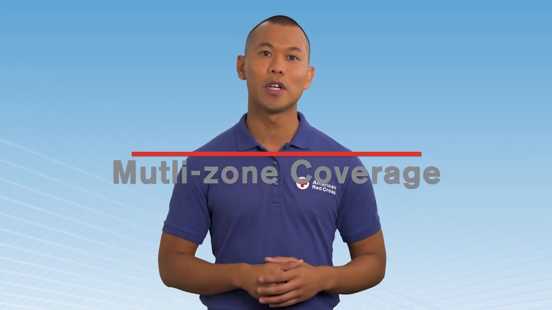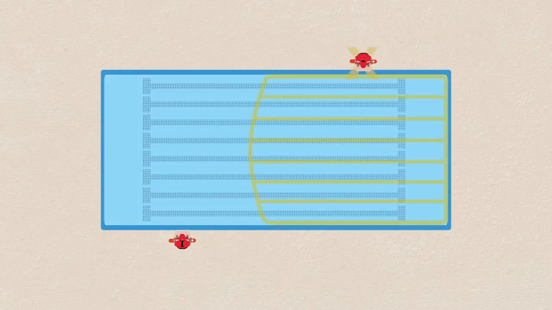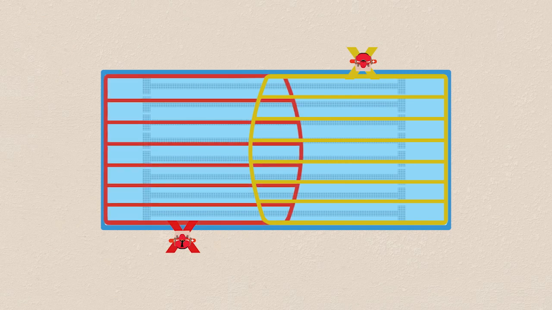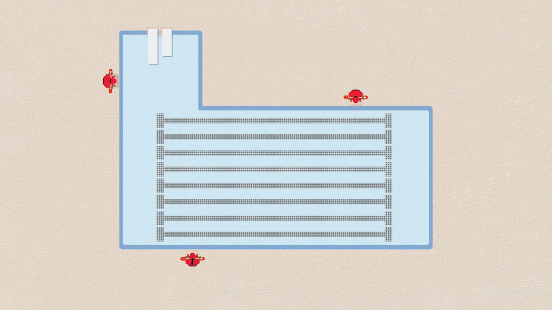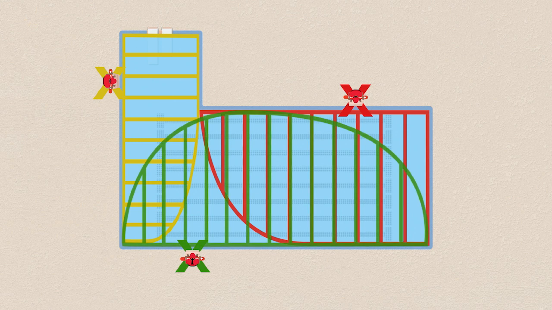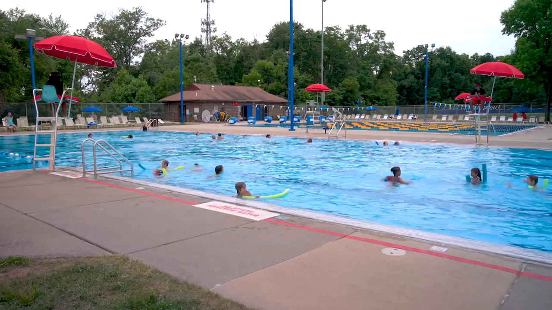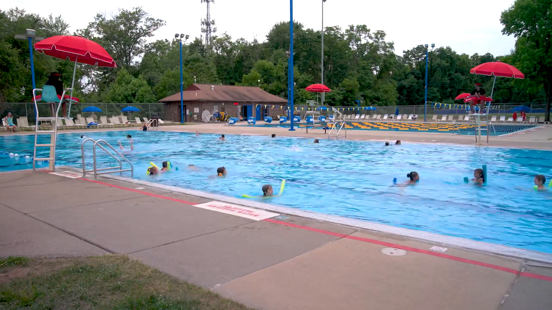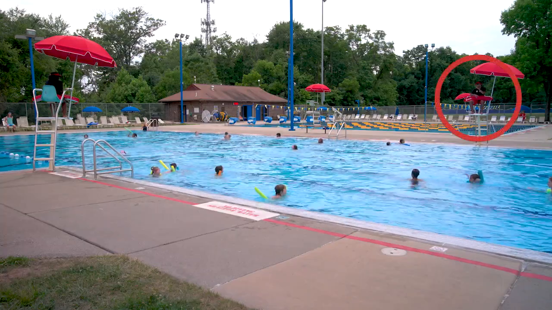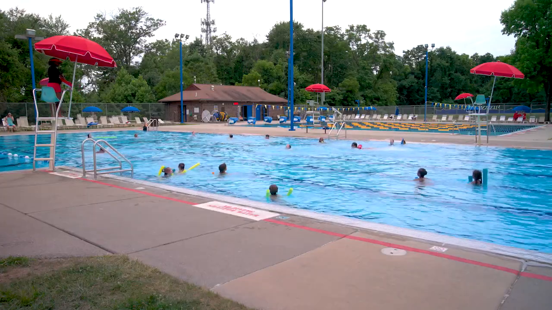In multi-zone coverage, the swimming area is divided into multiple zones, and at least one lifeguard is assigned to each zone. Each lifeguard on surveillance duty must know the boundaries of each zone. Adjacent zones should overlap by several feet so that there is double coverage at the boundaries between zones. When zones overlap, each lifeguard in the adjacent zones shares responsibility for the area of overlap. The first lifeguard to recognize an emergency in the area of overlap activates the Emergency Action Plan, or EAP, and responds.